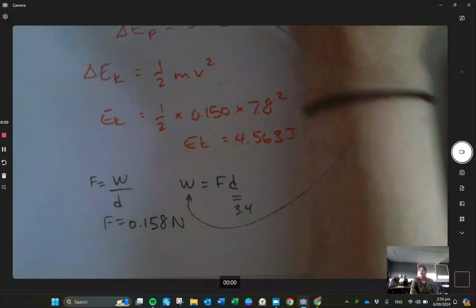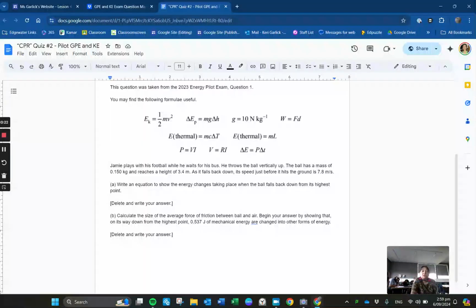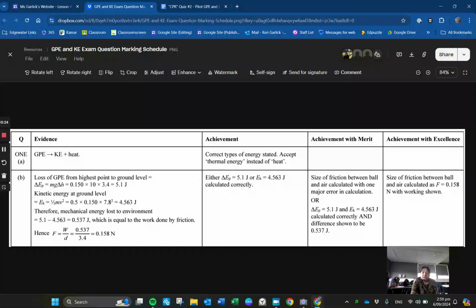So if we look at the marking schedule for this guy over here, see how all this working is over there. Mechanical energy is lost to the environment, so that's going to be lost as heat, which is what you guys are moving on to now. This is the answer. And this is how the marking schedule works. So first off, either showing that you know the gravitational potential energy is 5.1 or you know the kinetic energy, that is an achieved level because you need to do that working first off. That's your first step in these calculations.